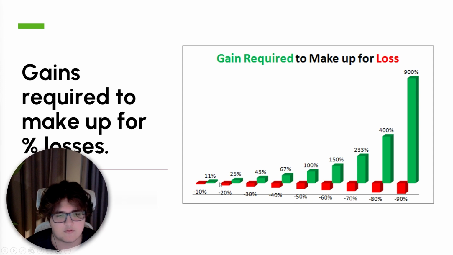So we can see, around the beginning, if you lose 10%, you only really need 11% to make it back. If you lose 20, you need 25%. So it's still quite manageable, at least in my opinion. If you lose 30, then you got to win back 43%. If you lose 40%, then you got to do 67%. 50%, you have to have 100%.